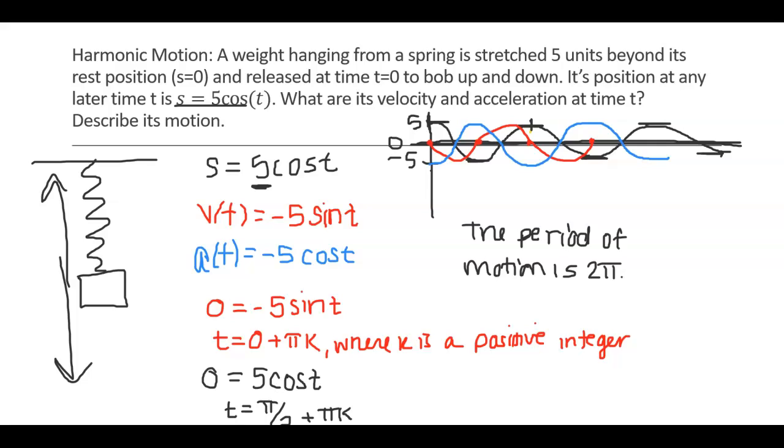When the red function is negative, the spring is moving to the left. When the red function is positive, the spring is moving to the right. Good.